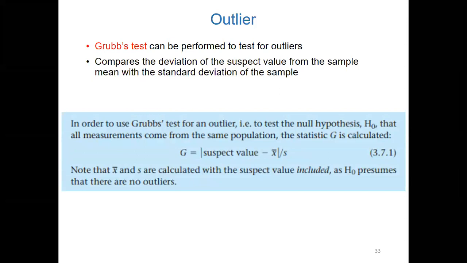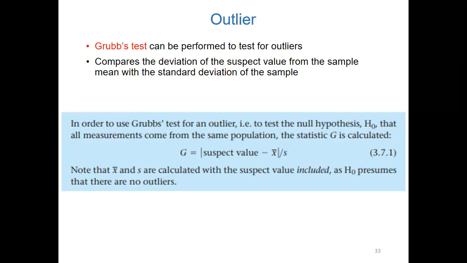In order to use the Grubbs test for an outlier, we test a null hypothesis. Here also there should be a null hypothesis. The null hypothesis is that all measurements come from the same population, so there are no outliers. We hypothesize that all measurements come from the same population. The statistic is called G, because of the Grubbs test, so we call this the G statistic.